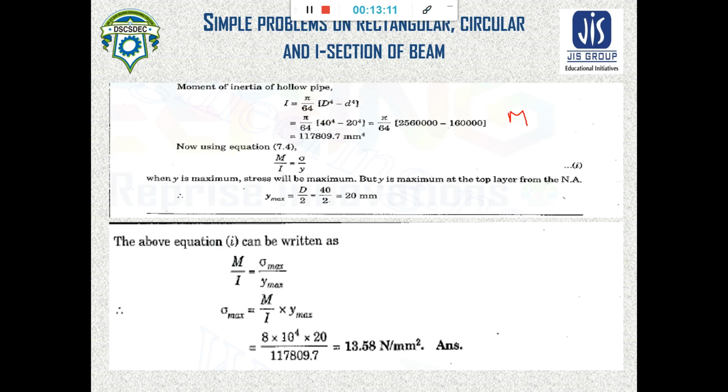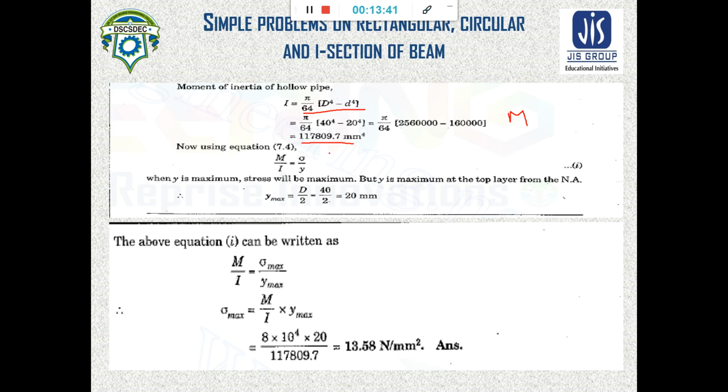Now I should be the moment of inertia of the hollow pipe, and that moment of inertia will be given by I is equal to pi by 64 into capital D to the power 4 minus small d to the power 4. If we put the values, then what we can get? We can get that the moment of inertia will be 117,809.7 millimeter to the power 4.